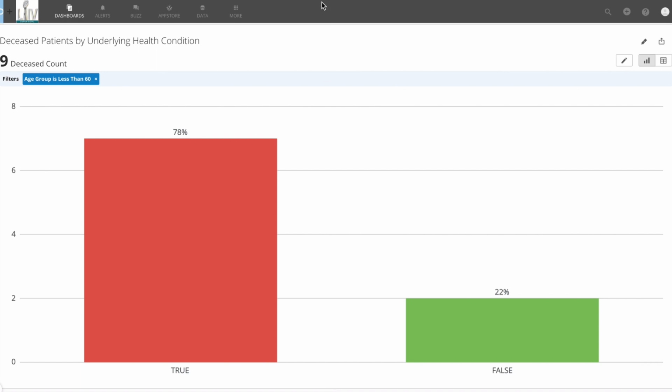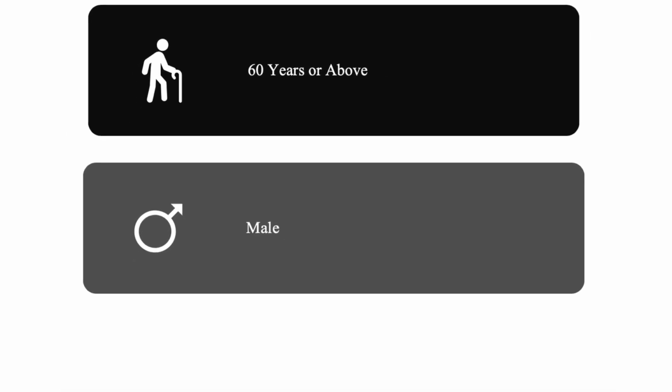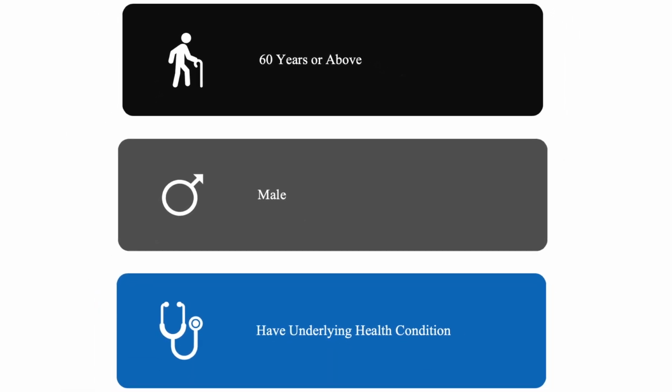As you can see clearly, nearly 80% of those below 60 who died from COVID-19 already had health conditions before catching the virus. It can be concluded, while COVID-19 can infect anybody, this virus is especially lethal or dangerous to folks who are 60 years old or older, male, or those who already have underlying health condition.